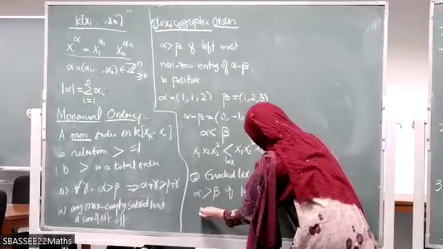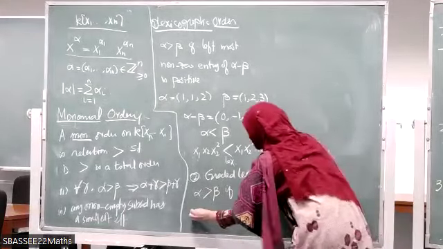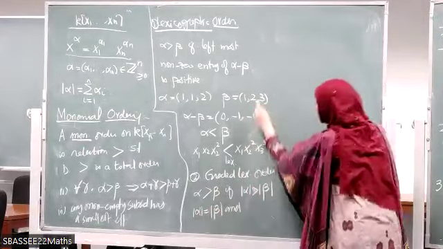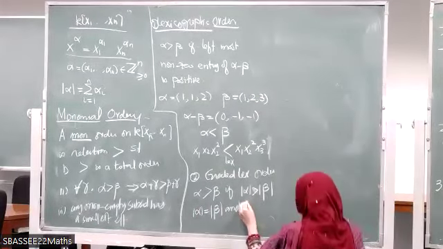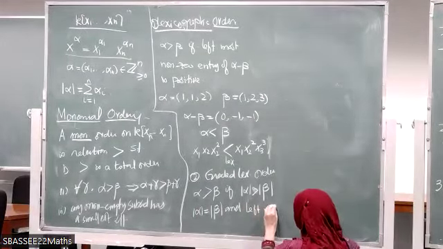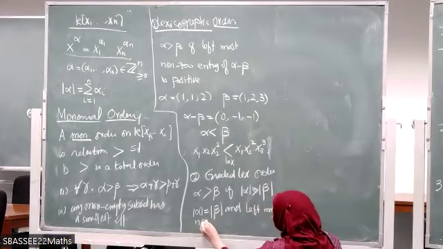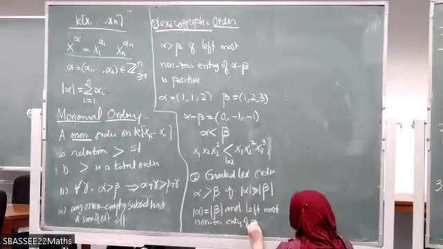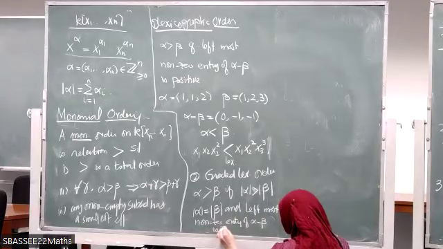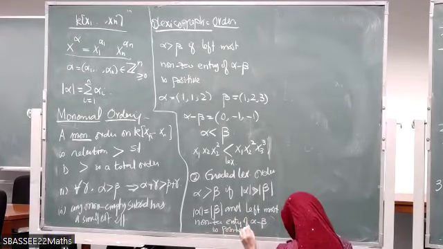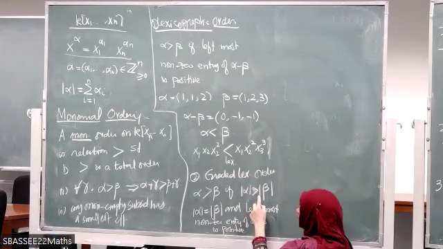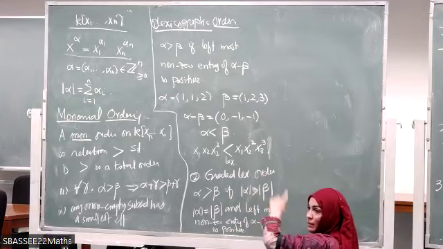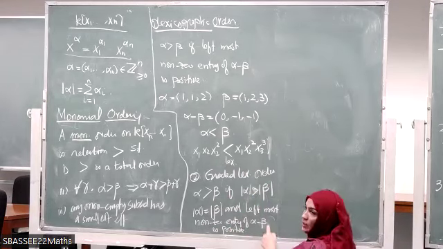Otherwise, if this is the case, then we need to check another condition which is written here: the leftmost non-zero entry of alpha minus beta is positive. Which means that first of all, you need to check this graded component, I mean just the degree of the monomial. And whichever is bigger will be the bigger monomial. Otherwise, you need to check the lexicographic one.